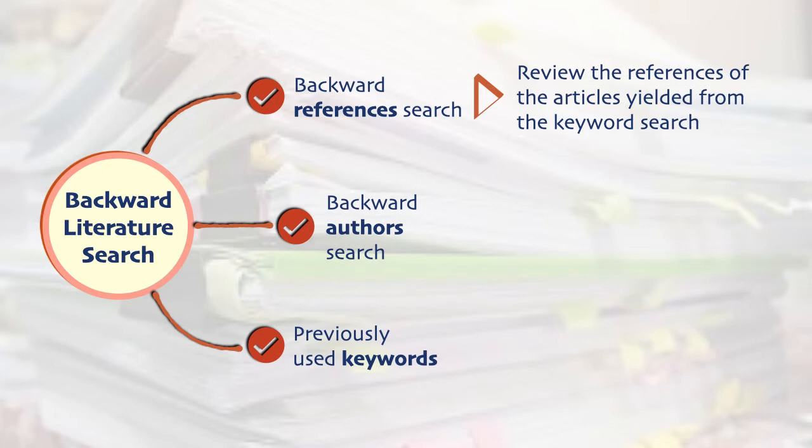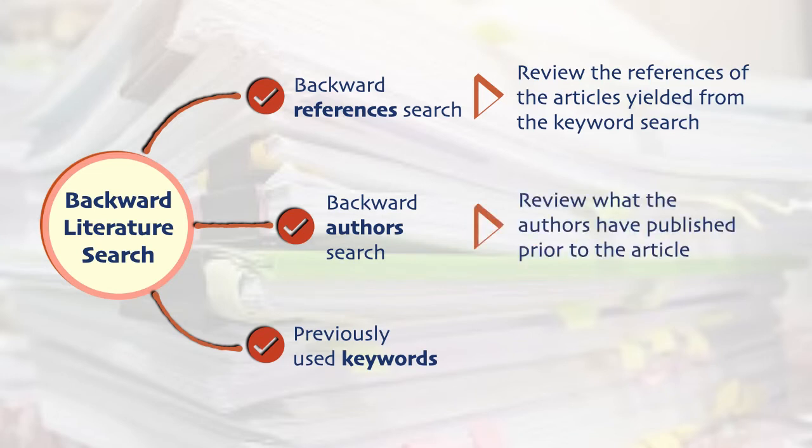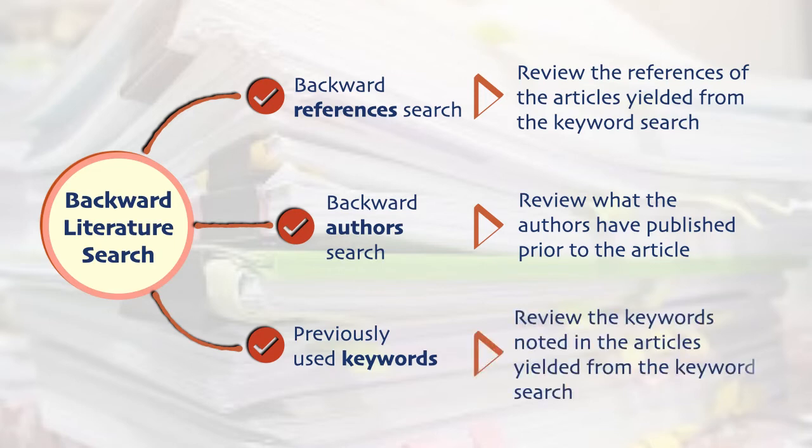Backward author search refers to reviewing what the authors have published prior to the article. Reviewing an author's prior work may yield useful information. Previously used keywords refers to reviewing the keywords noted in the articles yielded from the keyword search.